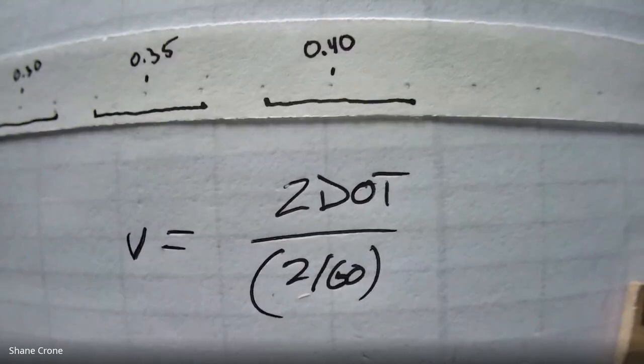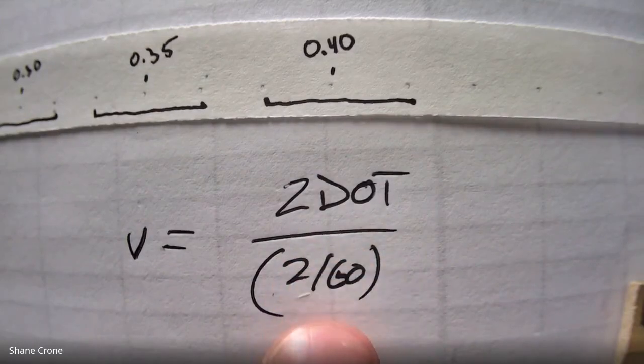Now, you could manually calculate it, but it would be so much better to let Google Sheets do the work for you. If you can figure out how to translate that 2 dot distance divided by 2/60ths of a second into an equation on Google Sheets, you can just let it do all the work for you. All right, guys, that's the data. Good luck with the analysis.